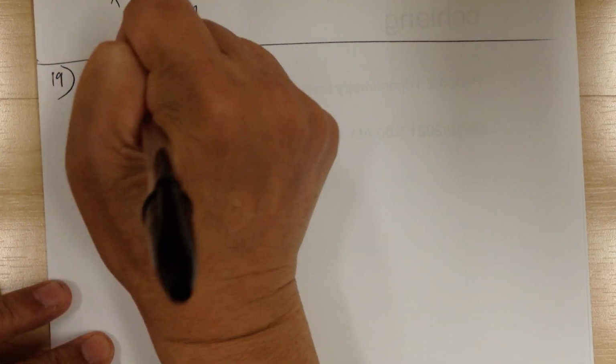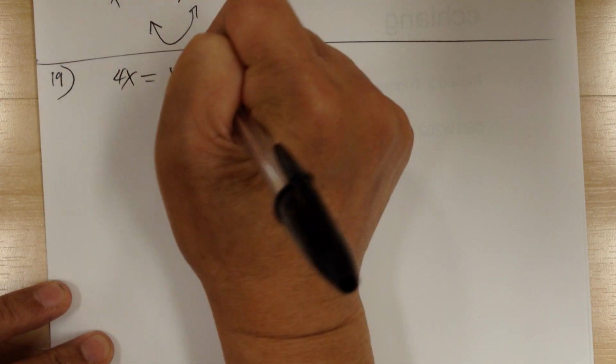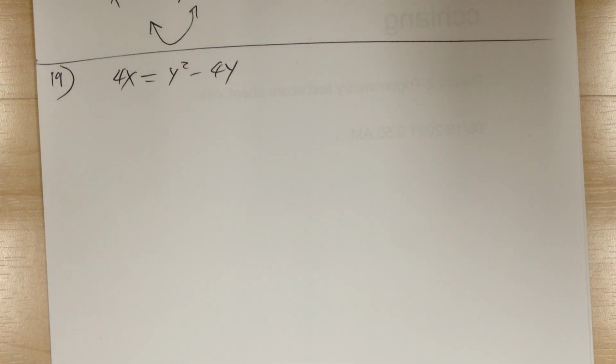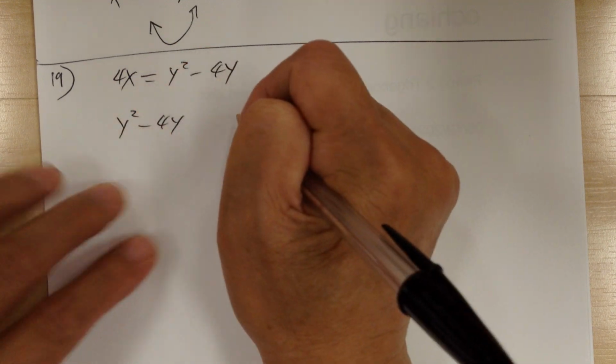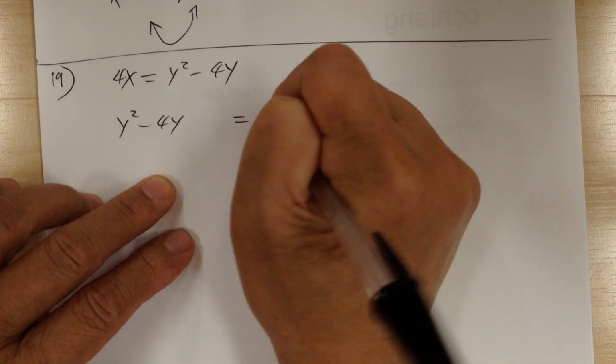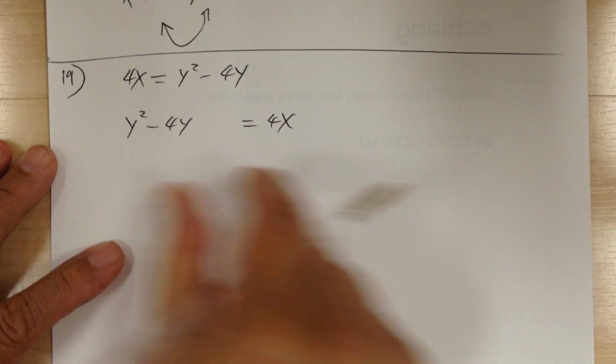Okay, you got 4x equal to y squared minus 4y. Okay, so I'm going to switch the sign. Okay, so I'm going to have y squared minus 4y, leave a blank space so I can complete the square. Again, you want to have a square on this side.